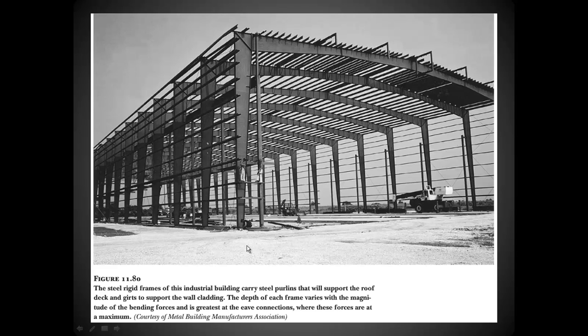So clear span buildings like this can be done relatively cheaply with pre-engineered steel building construction. We have purlins along the sides and across the top that the exterior metal skin material would go onto. Window openings would be framed out and insulation on the inside. They're not the most energy efficient type of building because we don't have a lot of thermal break between the inside face and the outside. So there's a lot of places for cold and heat to transfer out.